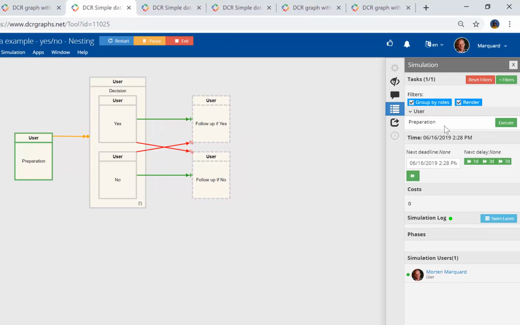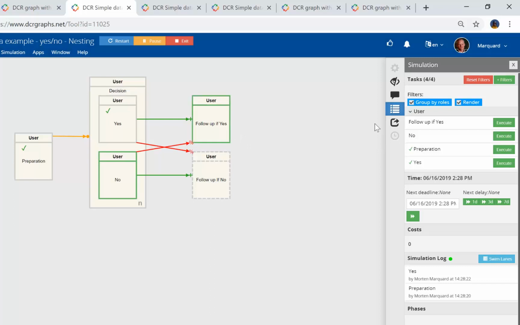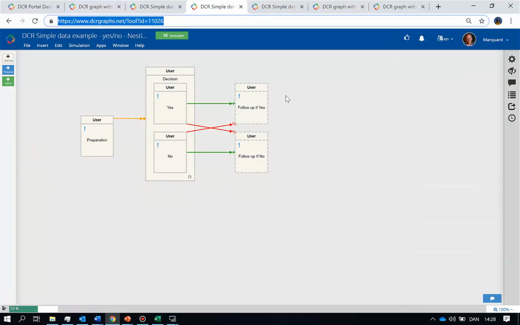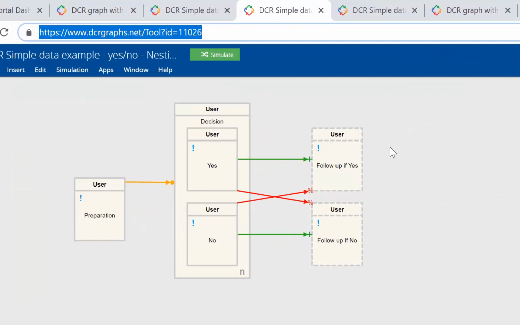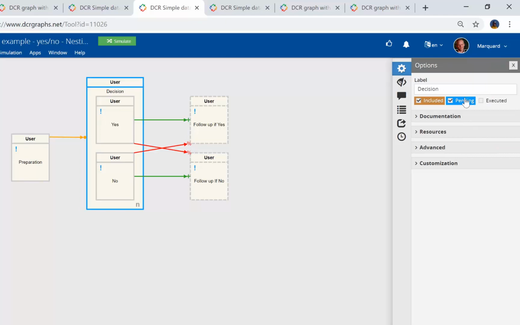And we notice that we can redo our decision. First, we have to do preparation, then yes. Then we have the follow-up with yes, then we can do the no, then we have the follow-up no. But our activities are not pending. Remember that we distinguish between activities that we must and can do. Activities we must do are marked with the blue exclamation mark. A case or process instance is considered completed once there are no pending activities, and we say that the case is accepting. If we add pending to decision, the pending flag is added to both yes and no.